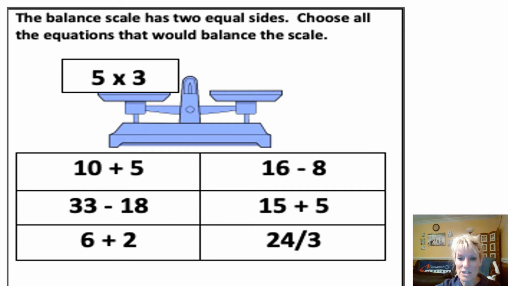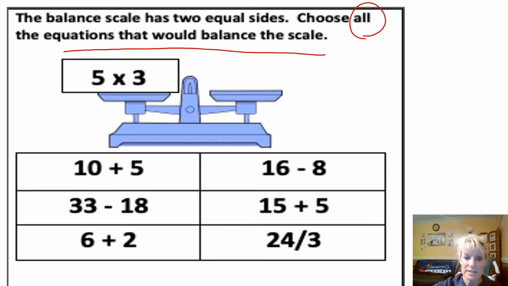Okay. Did you notice that it said to choose all? And we want to balance the scale. So that means we want to make an equal sign here. All right, first thing I want to do is figure out, well, what number am I looking for? So I see that 5 times 3 is 15. So I'm looking for something that equals 15, and I want all the somethings that equal 15. So 10 plus 5, that's 15.